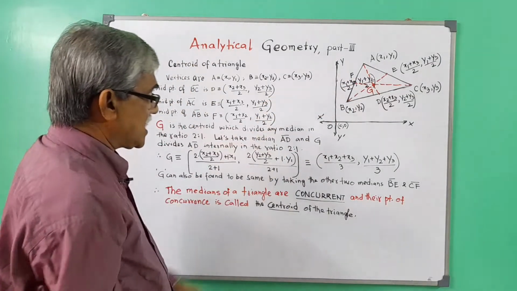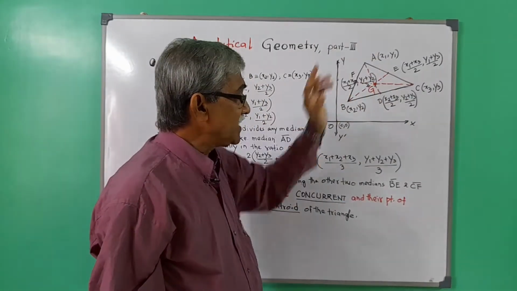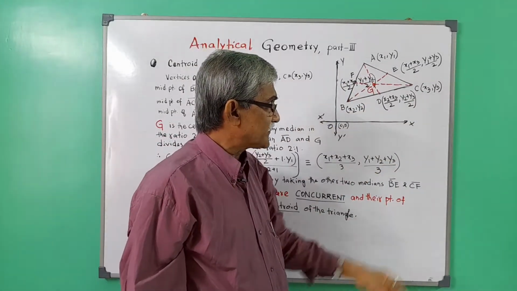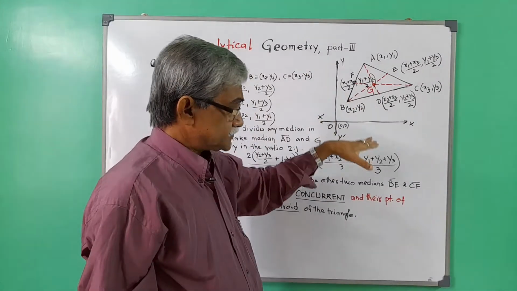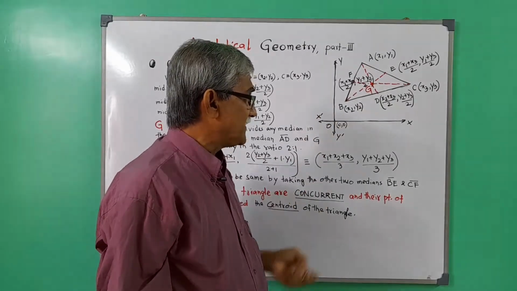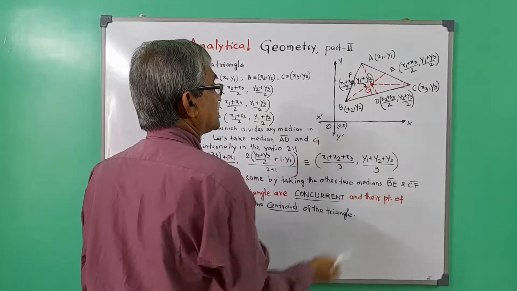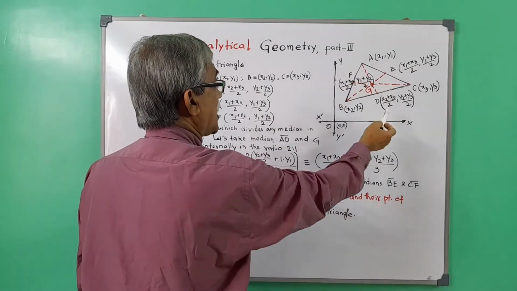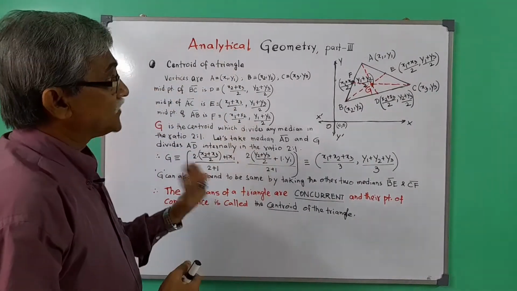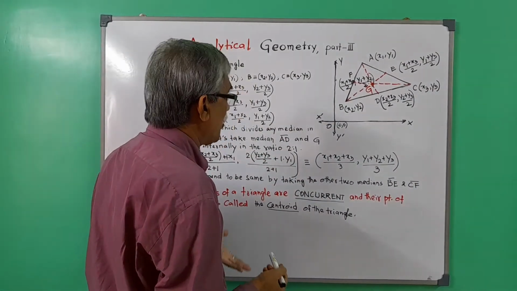Now let us take one triangle ABC in the Cartesian coordinate axis, having coordinates A (x1, y1), B (x2, y2), and C (x3, y3). From the midpoint formula, which we did in part 2, D, the midpoint of BC, has coordinates ((x2 + x3)/2, (y2 + y3)/2), and in this way the other two midpoints E and F will be ((x1 + x3)/2, (y1 + y3)/2) and ((x1 + x2)/2, (y1 + y2)/2).